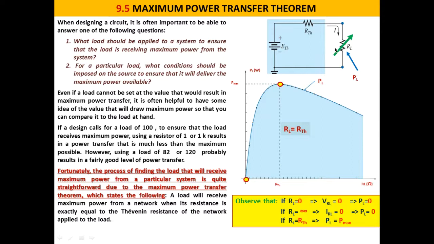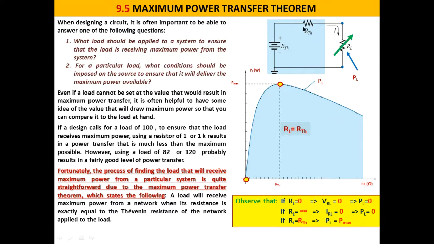For a particular load, what condition should be imposed on the source to ensure that it will deliver the maximum power available? Let's say we have this network, and this network is capable of delivering this maximum power. This network is ready to deliver a certain maximum power, with the condition that we adjust RL equal to R Thevenin. But unfortunately, we did not adjust RL.